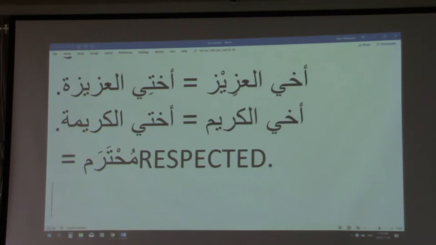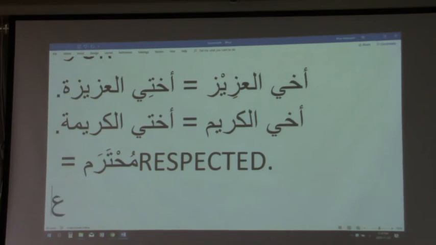ما معنى where do you live? أين تسكن؟ And for female, أين تسكنين؟ The next inshallah, ما معنى the word عذاب? Punishment. What's عذاب? Punishment.